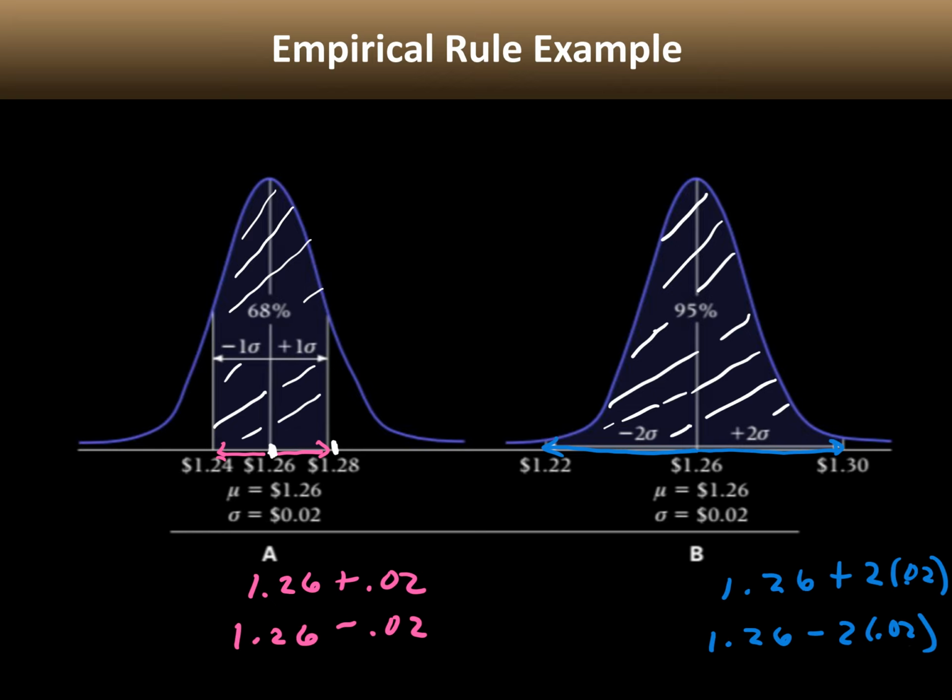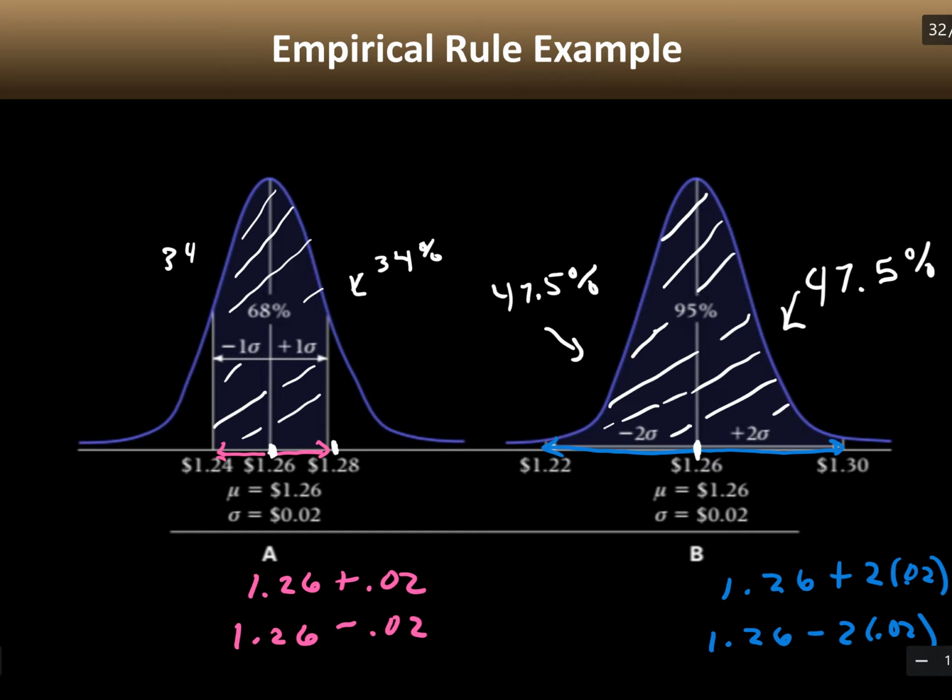So from between $1.26 to $1.30, this half would be 47.5, right? Because it's 95% in total, and from the middle down it would be 47.5 as well. Same thing from here, $1.26 to $1.28 is going to be 34%, and it'll be 34%.